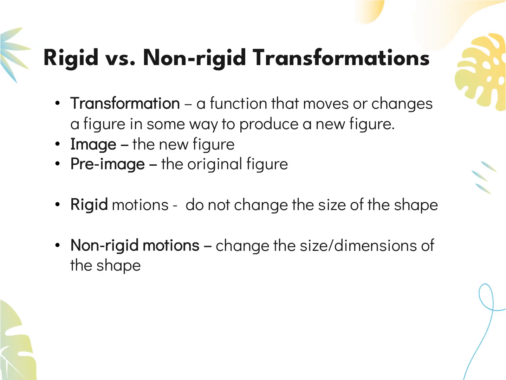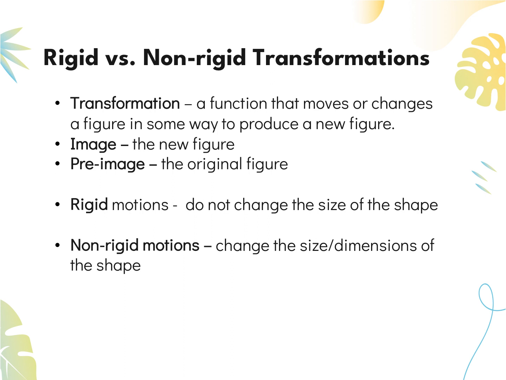This chapter has to do with transformations. We're only covering translations, reflections, and rotations. So looking at this information, transformation, a function that moves or changes a figure in some way to produce a new figure. So you're starting with your original figure, which is considered your pre-image, and then you're going to your image, which is your new figure. It'll be represented as letters with like little apostrophes.